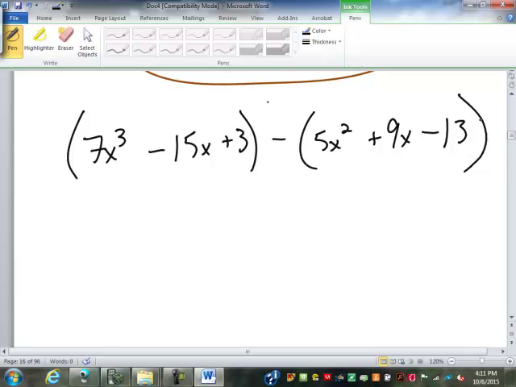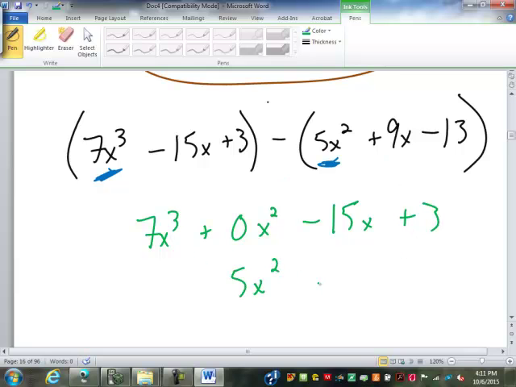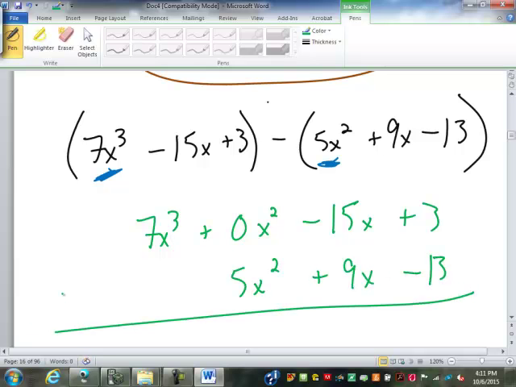So here, again, what do we see that's a little off? A little different. We don't have an x. Yeah, that one. Yeah, we have x thirds and x squareds, but not in both sides. So again, when we rewrite this, this has to be written 7x to the third plus 0x squared minus 15x plus 3. This is going to be the 5x squared goes under the 0x squared, positive 9x and a negative 13. And we're going to subtract.